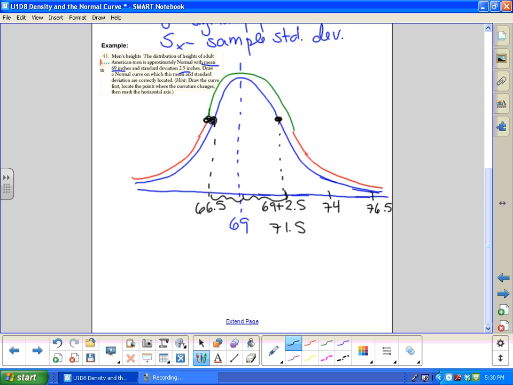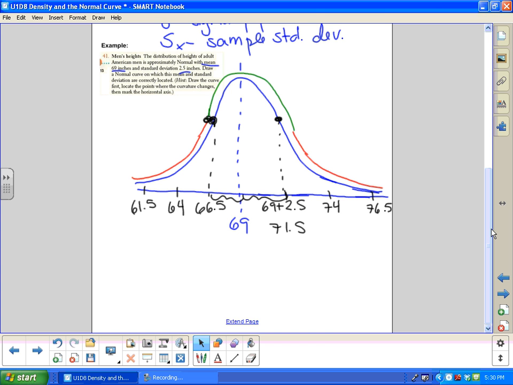And then we do the same thing to the right side, except I'm going to subtract 2.5. So that means this one is going to be 64, and then this one's going to be 61.5. So this is the answer to their question. They say draw a normal curve on which this mean and standard deviation are correctly located.